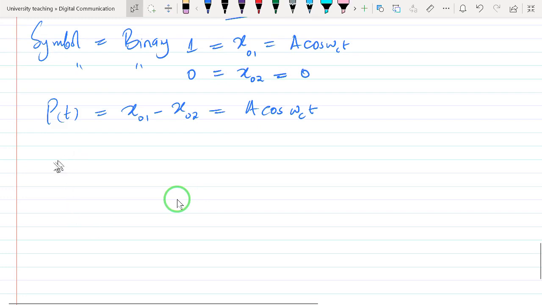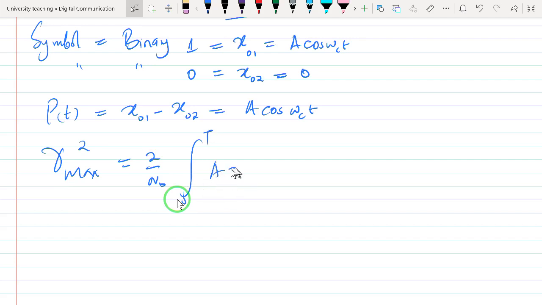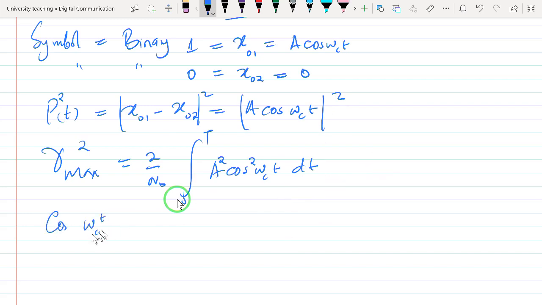Now, to find the value of gamma max so that we can find the probability of error, we know that gamma max squared is equivalent to 2 over n naught, integral from 0 to T, 1 over 1 period, of A cos omega c of t dt, and of course this is squared, because we are talking about P squared. So that is the value we are using here. Having said that, we know that cos squared of omega c of t is equivalent to a half of 1 plus cos 2 omega c of t.